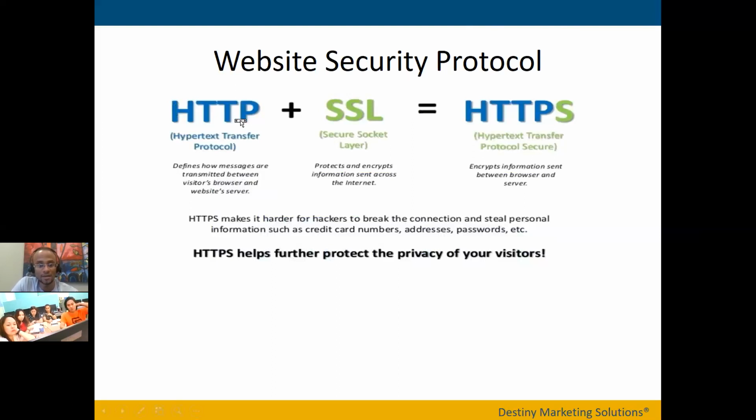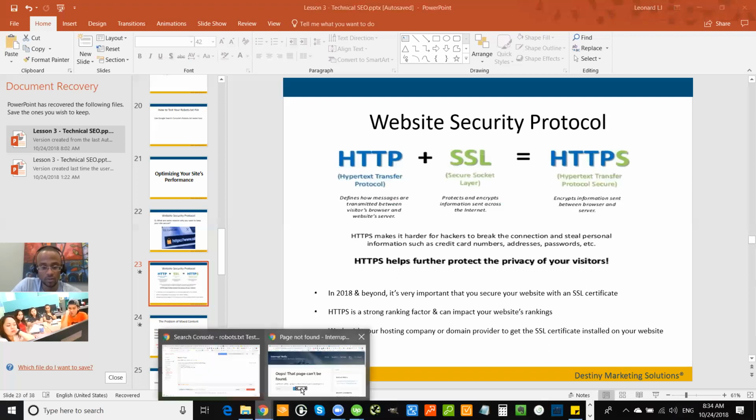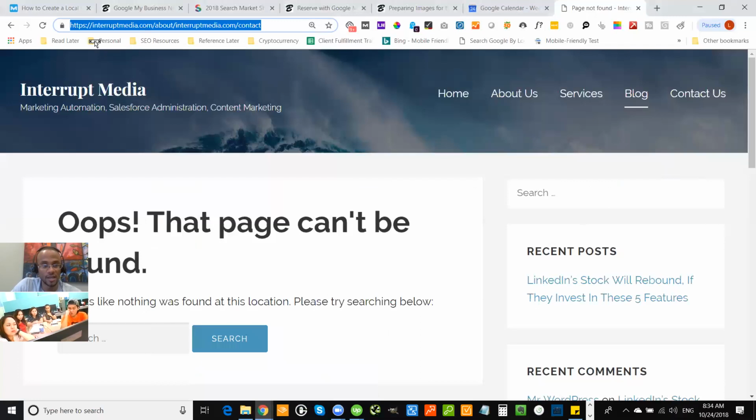And so when you combine the HTTP protocol and the SSL certificate, you get the HTTPS protocol. Pretty much any website that is secure is going to have that protocol in the website URL. Just to see a real life example, this is again the page we were looking at before. Interrupt Media, you guys are doing a good job there. You're using an SSL certificate to protect your website.